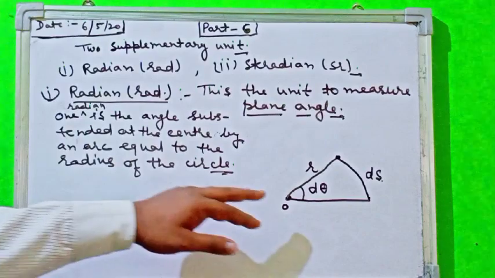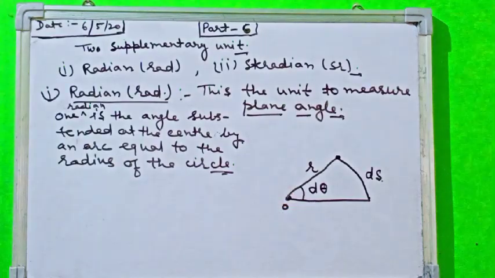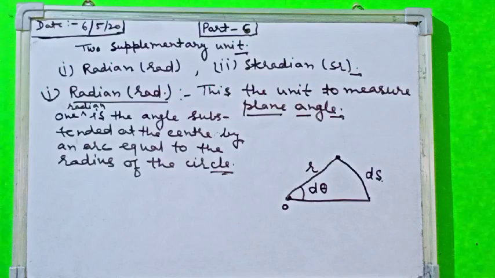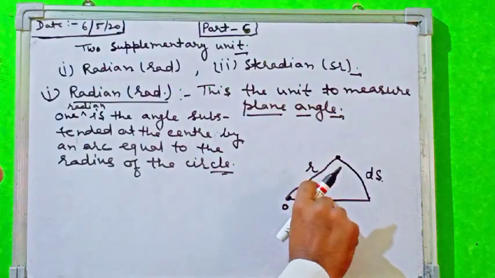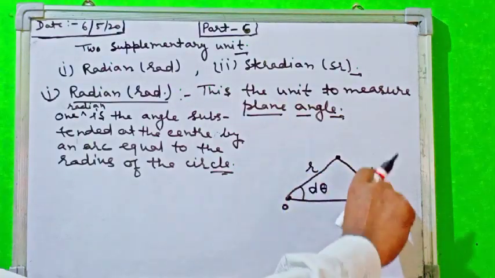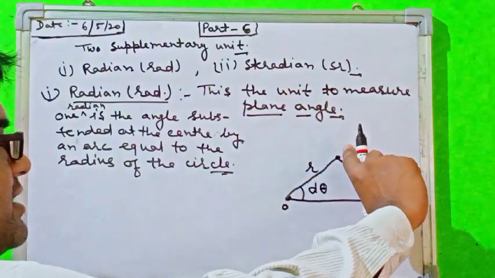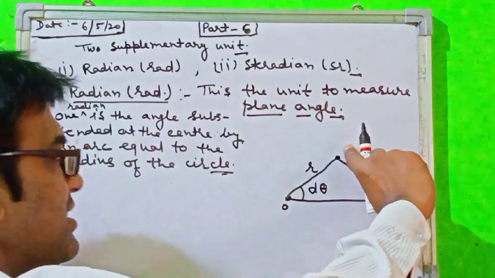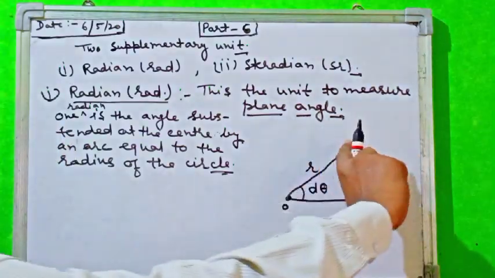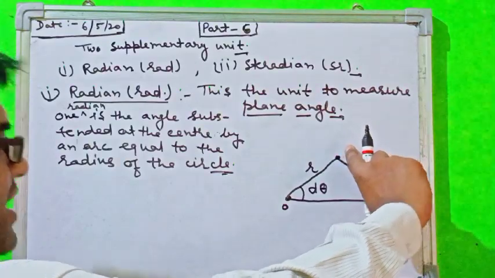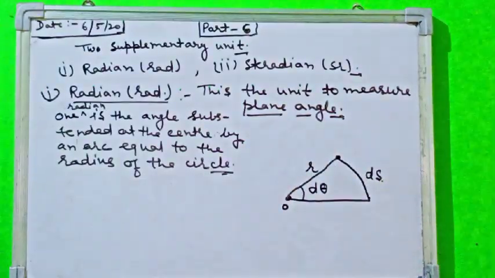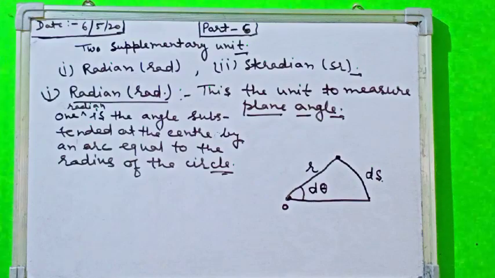Here we need to define an assumption, and that assumption is that if the angle subtended is small, then this arc is considered not a curved line but a straight line. And if it is a straight line, then the length of this straight line is equal to the radius of the arc. Then in mathematics, in lower classes, in class 9th, you had studied that the angle subtended at the center is equal to arc upon radius.